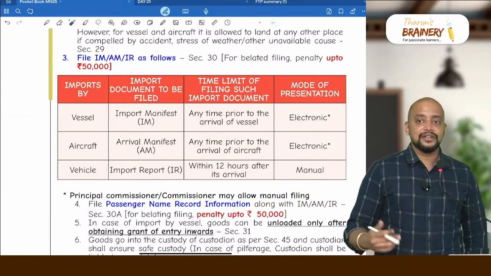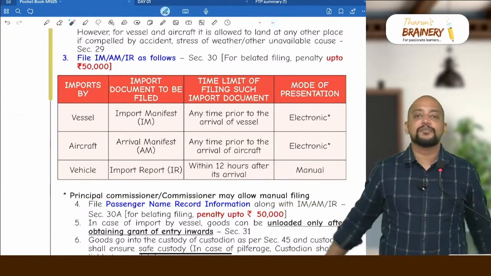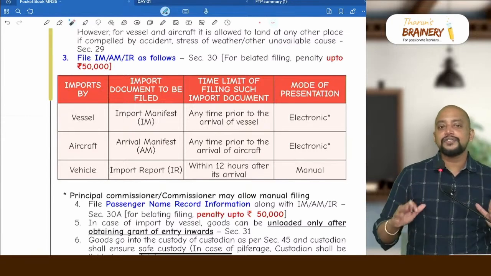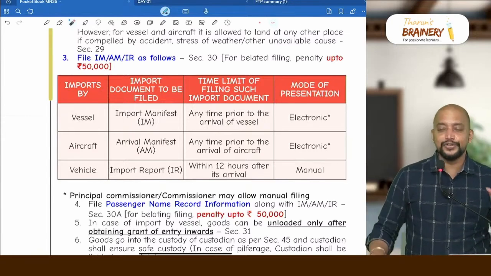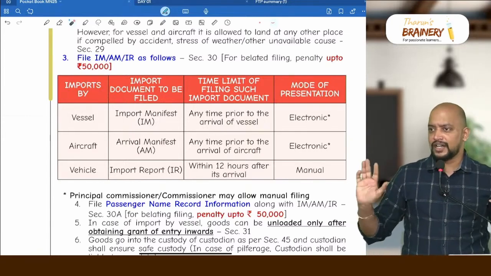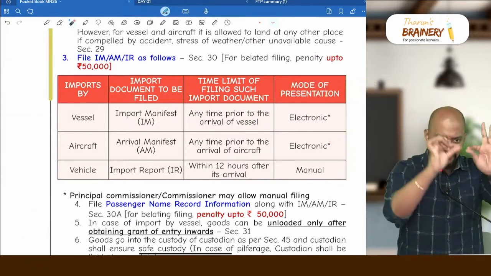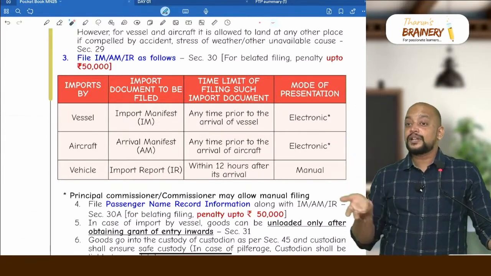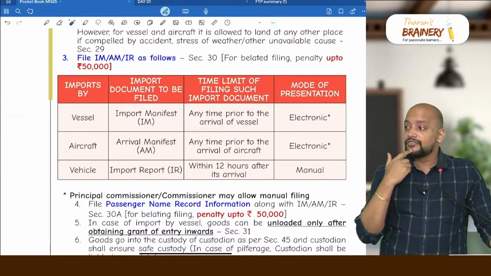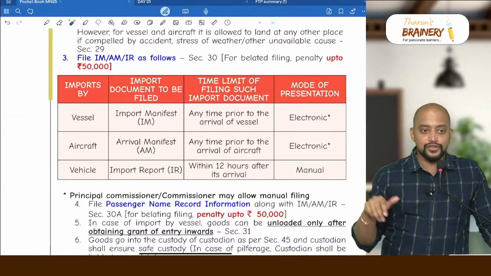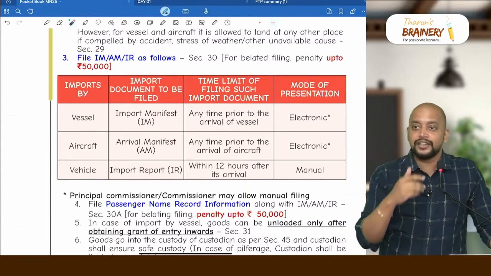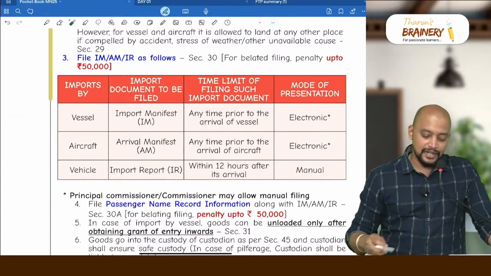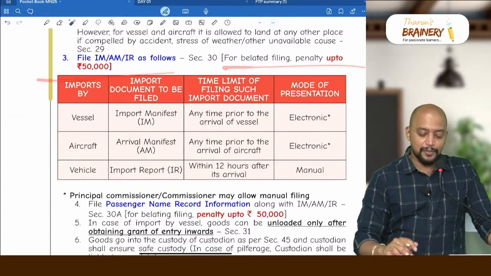Suppose if they file late, what is the penalty? Always in customs, remember, the penalty will be up to 50,000. In GST we have a number of penalties, but the moment you see customs, in MCQ the answer will be: customs penalty 50,000. You understood? Got it? Always. Sometimes they will not give 50,000, they will give 49,000. Don't think your option is not there. 49,000 is also up to 50,000 only. You understood? That is also correct. So for belated filing, penalty up to 50,000.